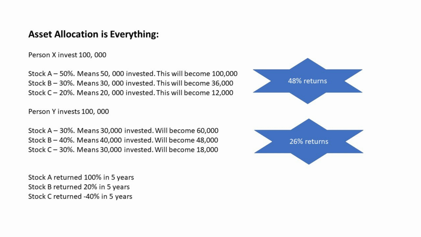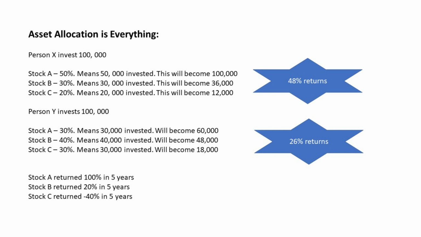Stock C has returned a negative 40%, which means that stock C has lost 40% of its value. Now, in such a scenario, person X would end up having 148K in this kind of a distribution, which means a 48% return in 5 years. Person Y would have a total of 126K against the initial 100K capital, which means person Y would have 26% returns.